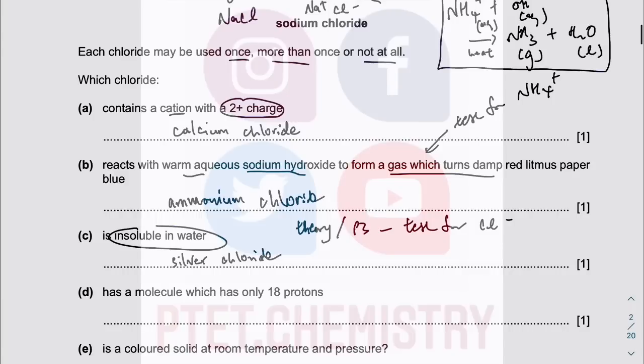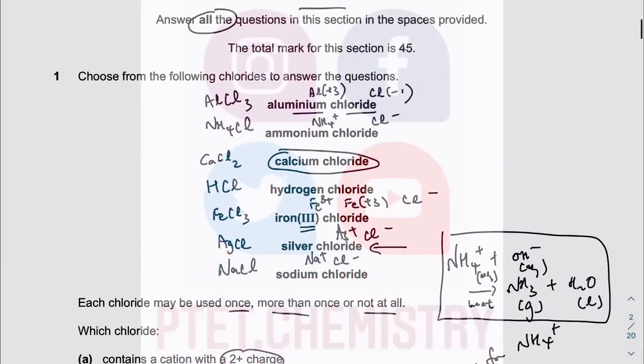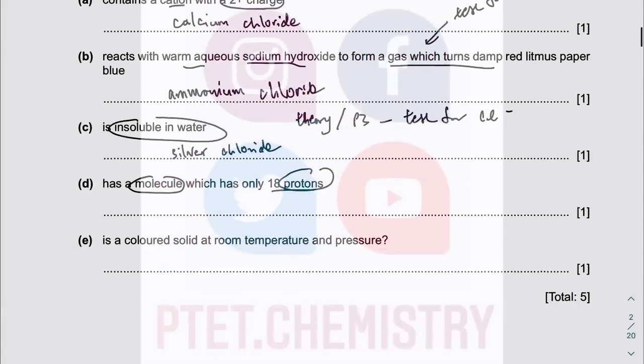A molecule that has 18 protons, not electrons, protons. Out of all these, this is the only one that is a molecule. The rest are ionic compounds. They have giant ionic structures. So H has 1 proton, Cl has 17 protons. Altogether you have 18, not electrons, you have 18 protons there. So it's hydrogen chloride.